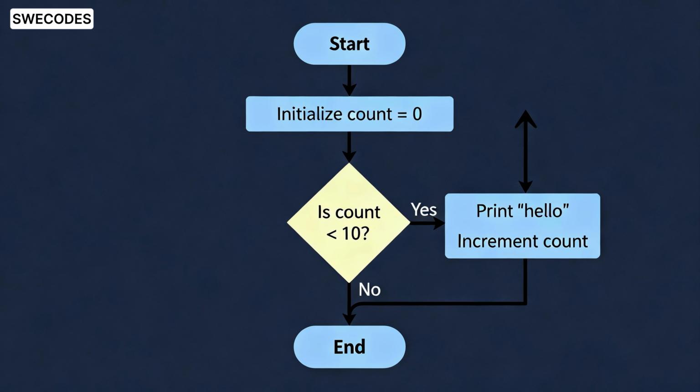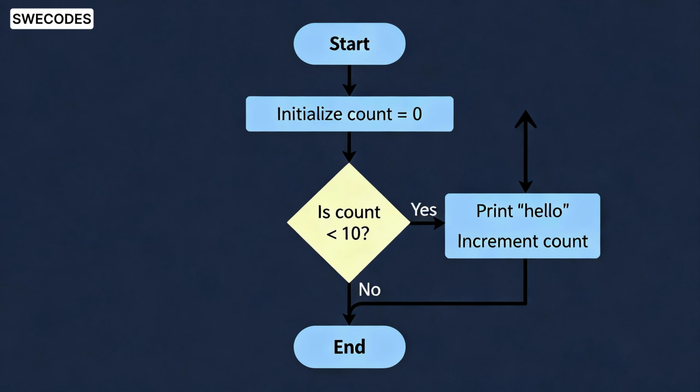Let's trace this. We create a variable count and set it to 0. The loop begins. Check, is count, which is 0, less than 10? Yes. So we run the block, print hello, and this is the most important part. We increment the counter. Count is now 1. The block ends. We go back to the top. Check, is count now 1 less than 10? Yes. We print and count becomes 2.